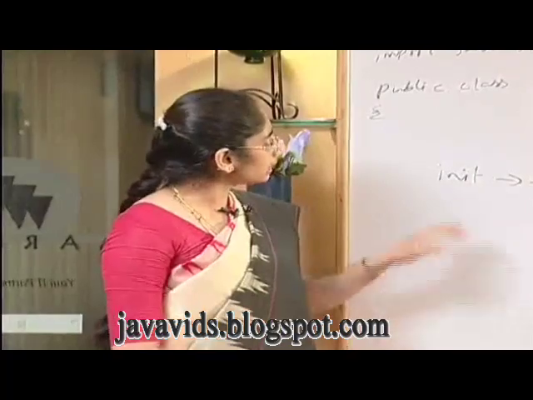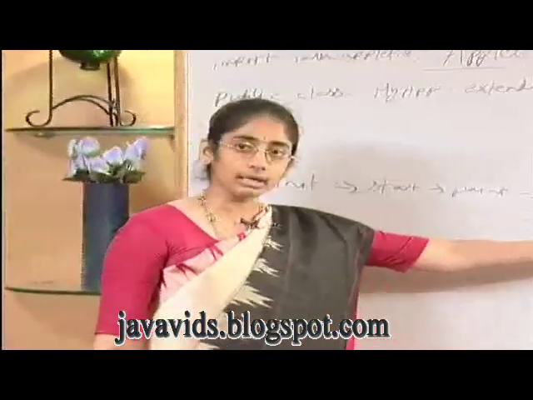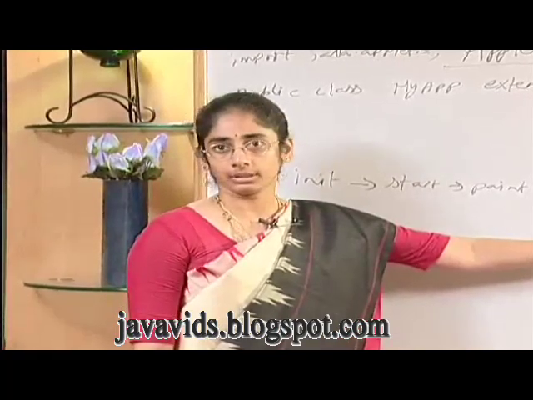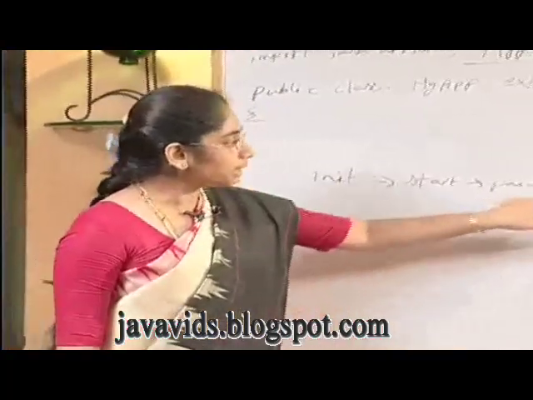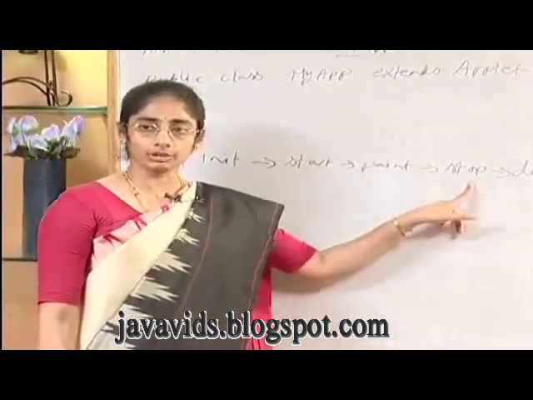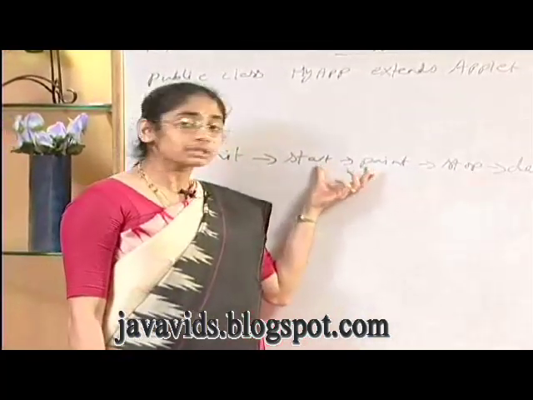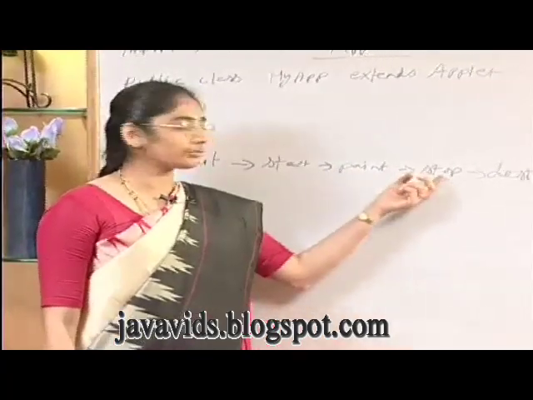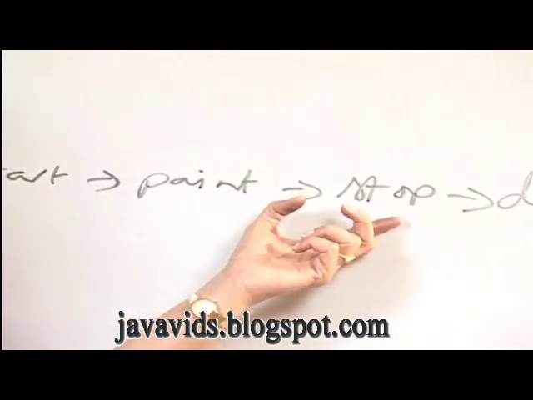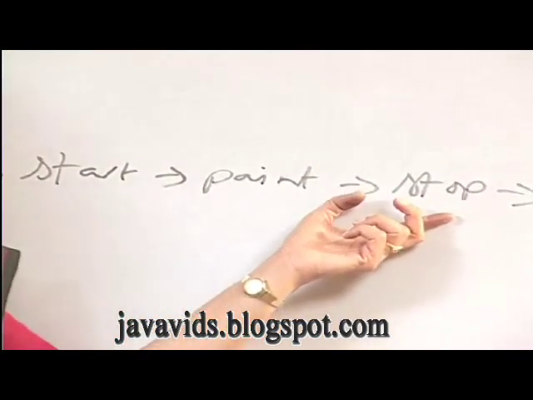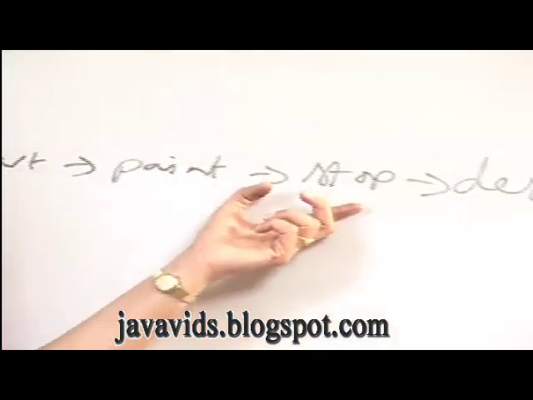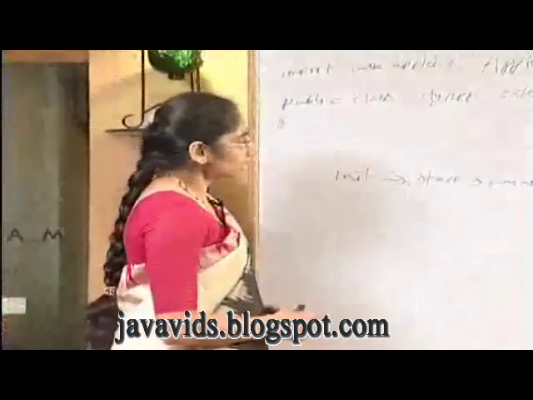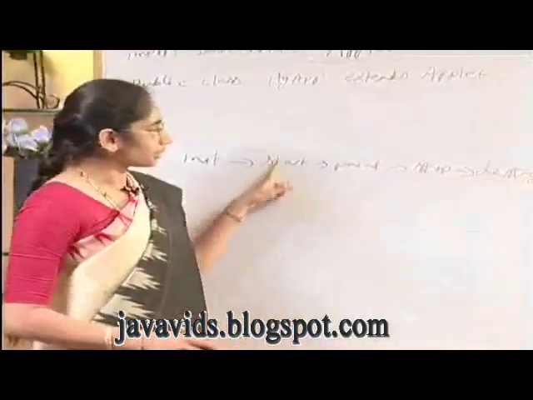In this life cycle, the init and destroy of an applet get executed only once in a lifetime, whereas start, paint and stop get executed every time the applet comes into focus. It's the start and the paint. Every time the applet goes out of focus, the stop gets executed. Now when an applet comes into focus and goes out of focus depends on the browser. So this goes into a loop.